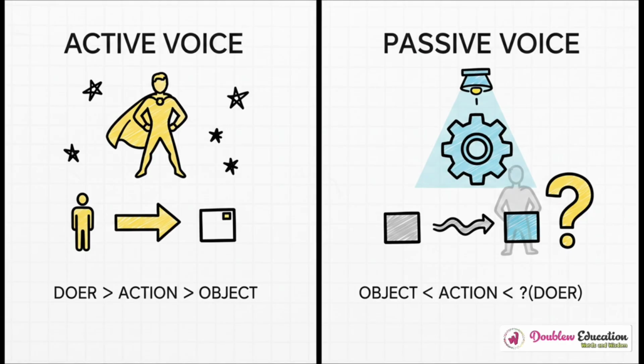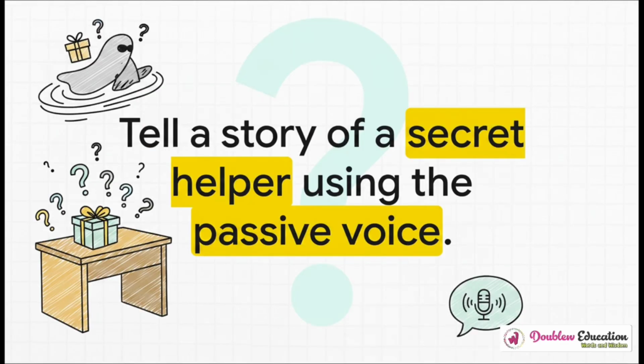Your rule of thumb should be to choose active for clear, punchy, direct sentences, and choose passive when you want to sound a bit more formal, or when the person who did the action just isn't the most important part of your story. And I'll leave you with a little challenge to think about. Imagine a time when a friend left a surprise gift on your desk, but you didn't know who it was from. How would you tell that story?